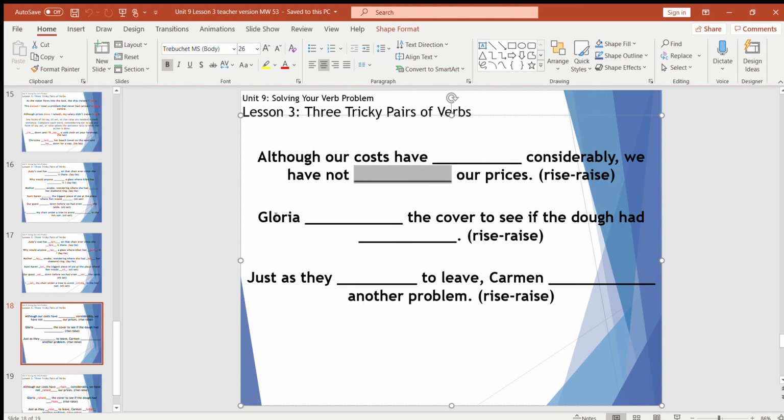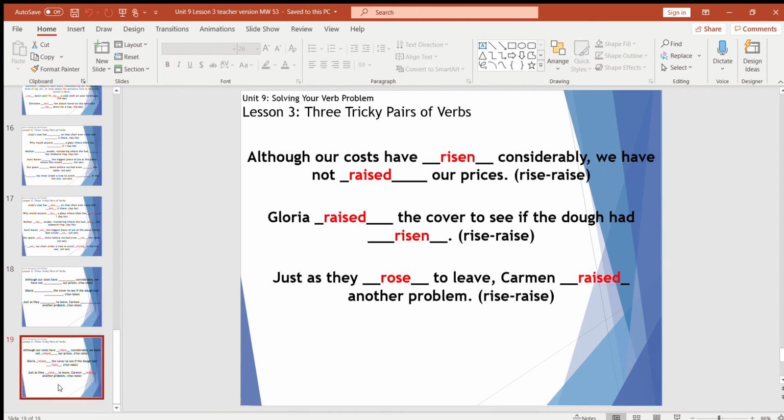Gloria blanked the cover to see if the dough had blank. So she did it to the cover. So she raised the cover to see if the dough had what? Had risen, right? Because it did it to itself. And just as they blanked to leave, Carmen blanked another problem. So just as they rose, they got up to leave, Carmen brought up another problem. So he, or she, I guess, is the correct gender, I don't know, whatever, raised a problem.